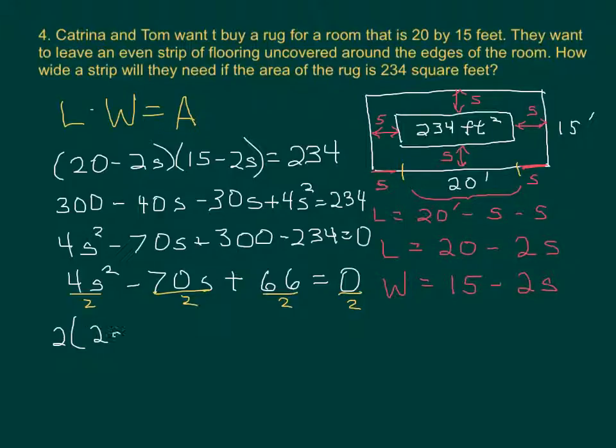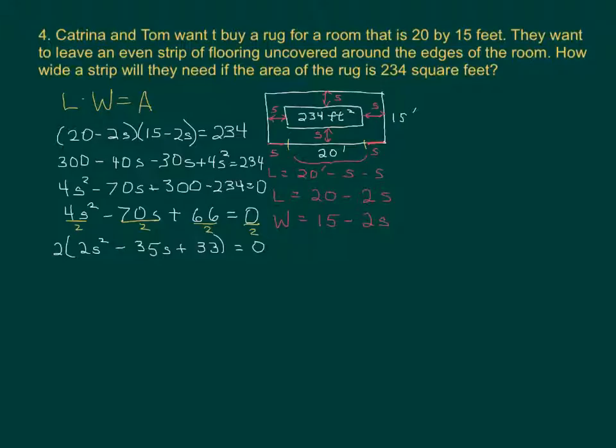And we get 2S squared minus 35S plus 33 equals, and 0 over 2 is 0. Okay, I've made all that a little smaller so we have room to work. I'm going to divide both sides by 2, and that cancels this out, and 0 divided by 2 is still 0. So I get 2s squared minus 35s plus 33 equals 0.